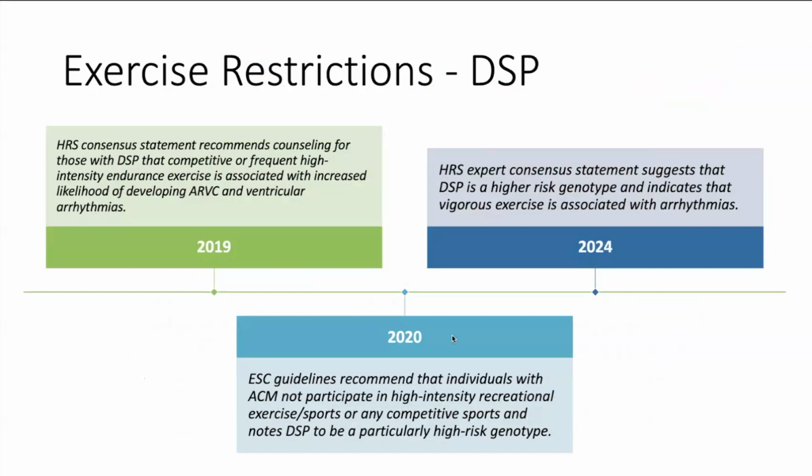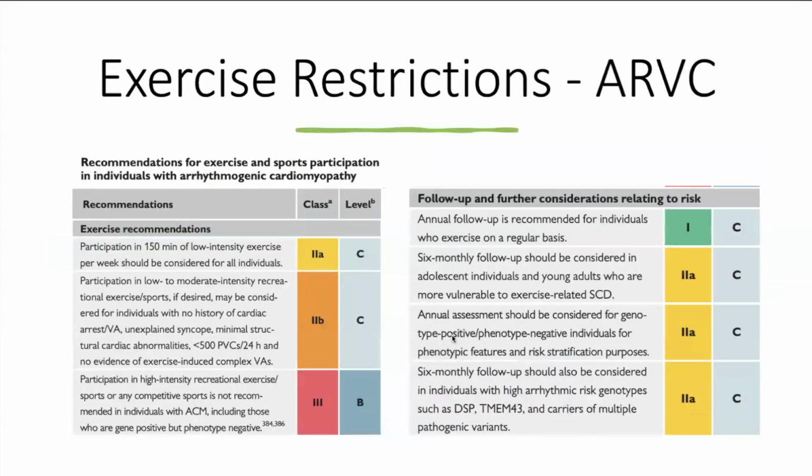And this is for any arrhythmogenic cardiomyopathy, so DSP just being one of them, but similar recommendations for ARVC. And in 2024, the Heart Rhythm Society released a statement suggesting that DSP may be a higher risk genotype and indicating that vigorous exercise may be associated with arrhythmias. So we are probably headed in the direction that exercise is not good for this mutation as well. The data is just not quite there yet.